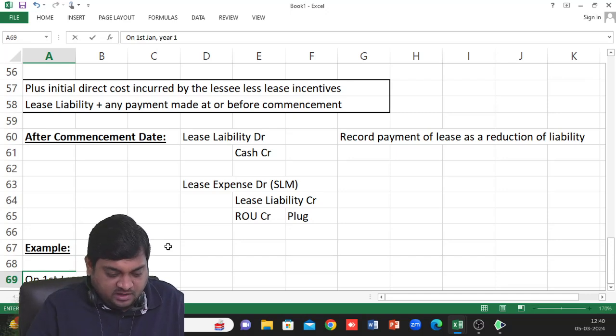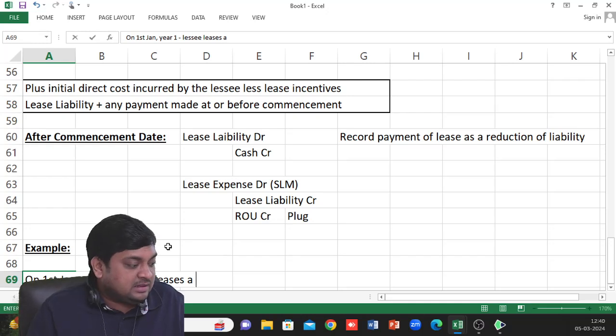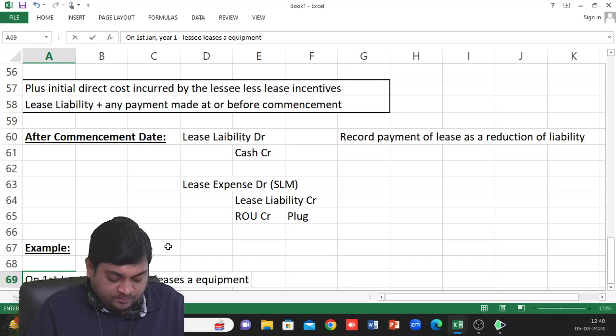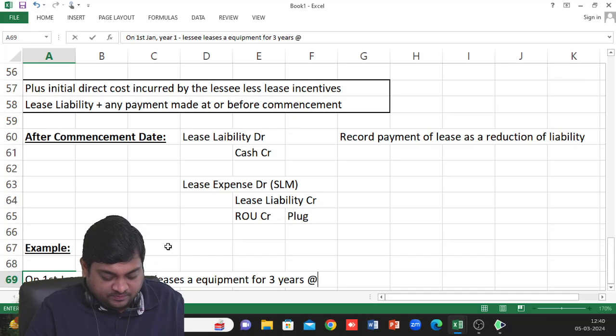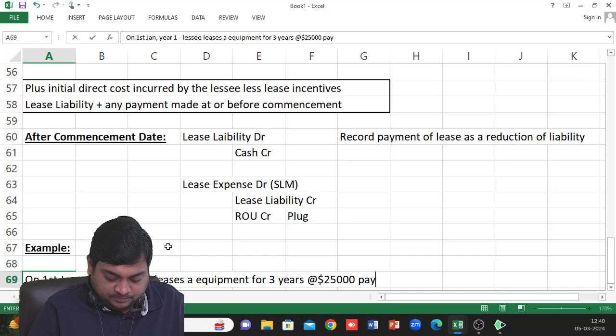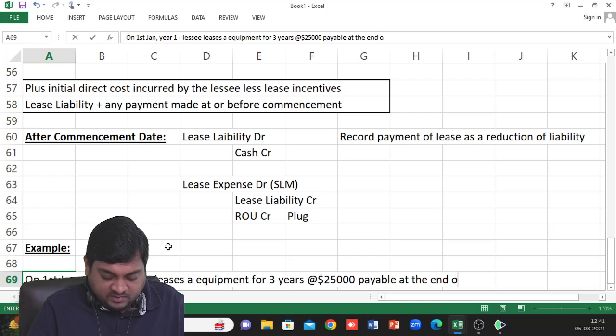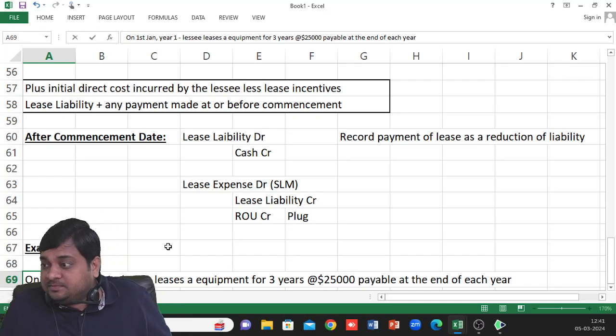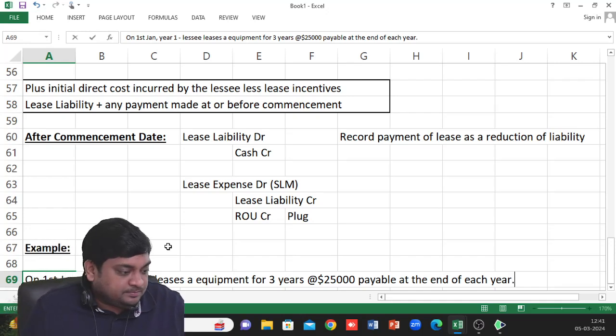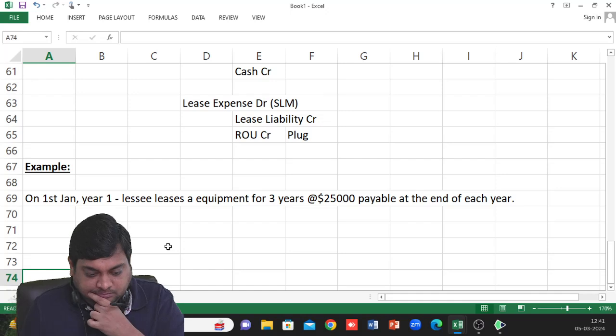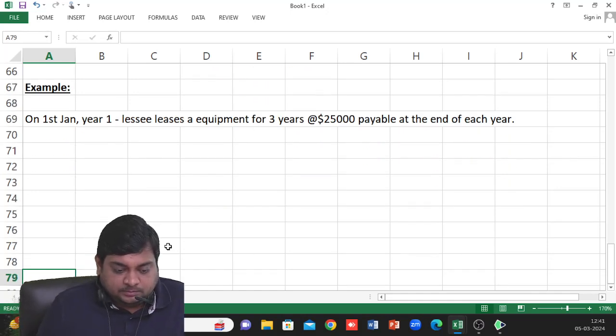On 1st Jan, year 1, lessee leases equipment for 3 years at the rate of $25,000 payable at the end of each year. Payable at the end of each year. Right?